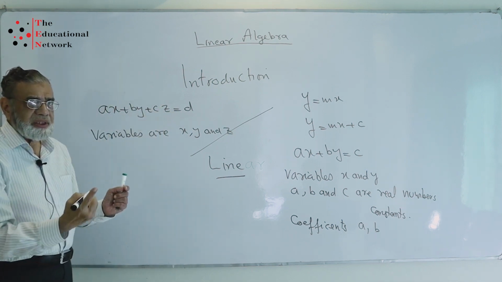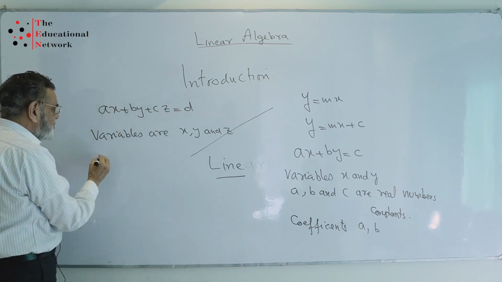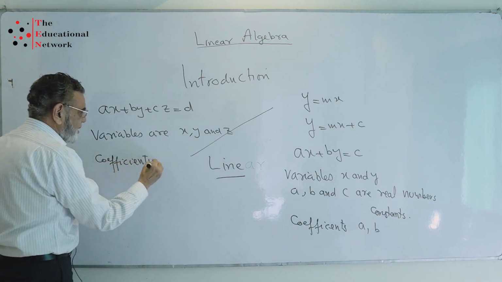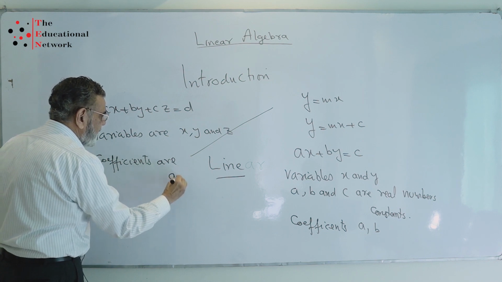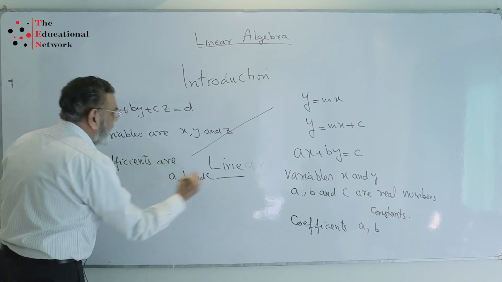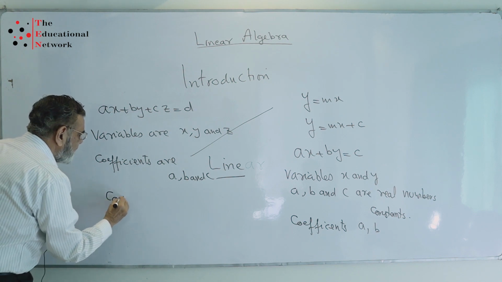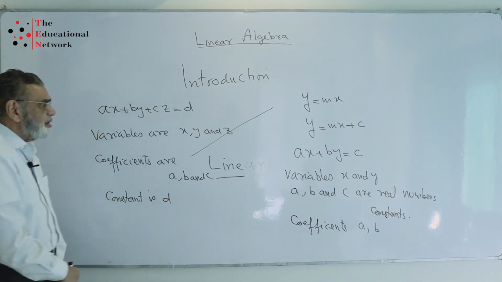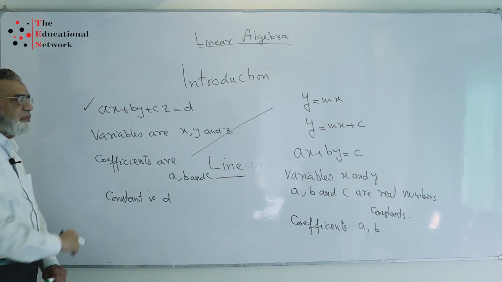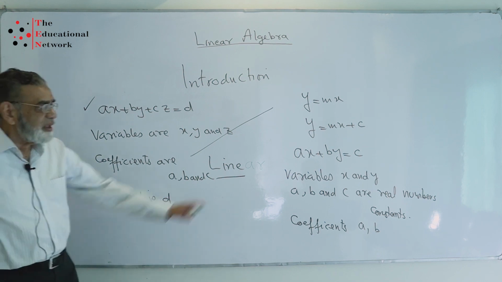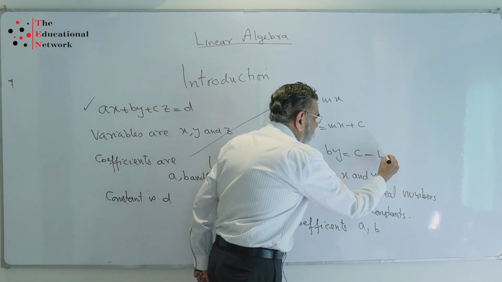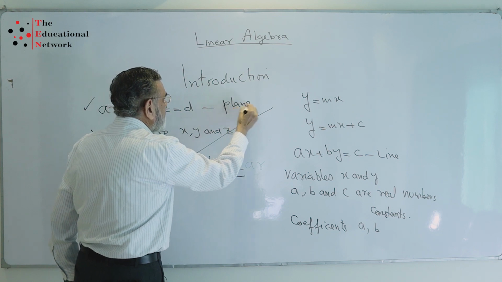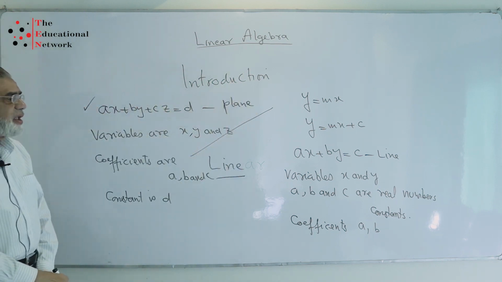We say a, b, and c are coming with the variables, so we say they are coefficients. And what about d? This is a constant. These a, b, c, and d are real numbers, and they are constants. So I have introduced an equation with three variables, x, y, and z. The earlier one I told you is the equation of a line. What about this equation? This is the equation of a plane. So this is the idea of how we get the equations.